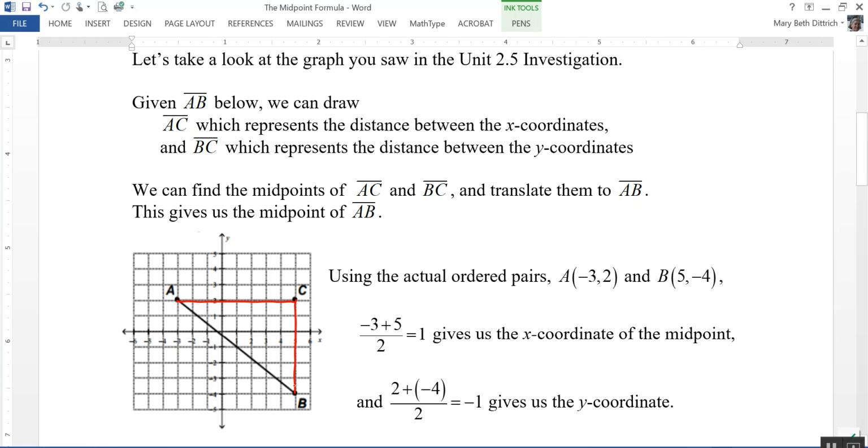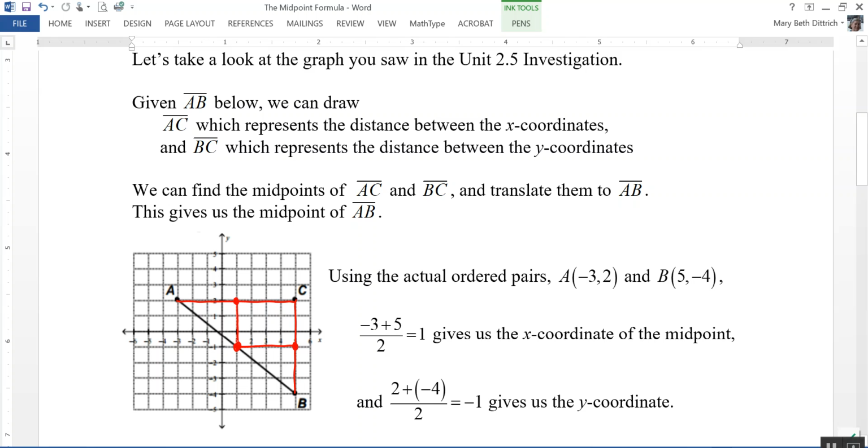And then we can find the midpoint of each of those segments very easily by counting. So that's the midpoint of segment AC. And this would be the midpoint of segment BC, and we can translate those to the segment AB. And that gives us the midpoint of segment AB.